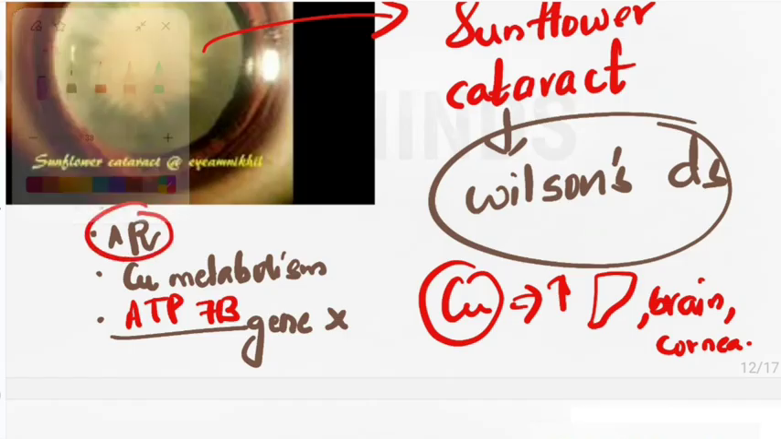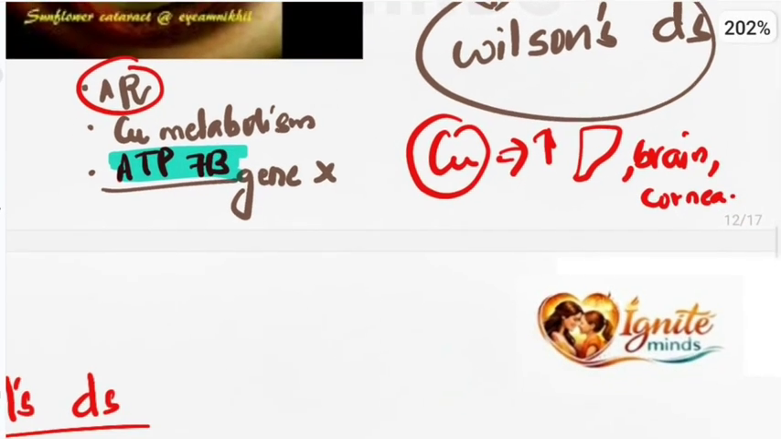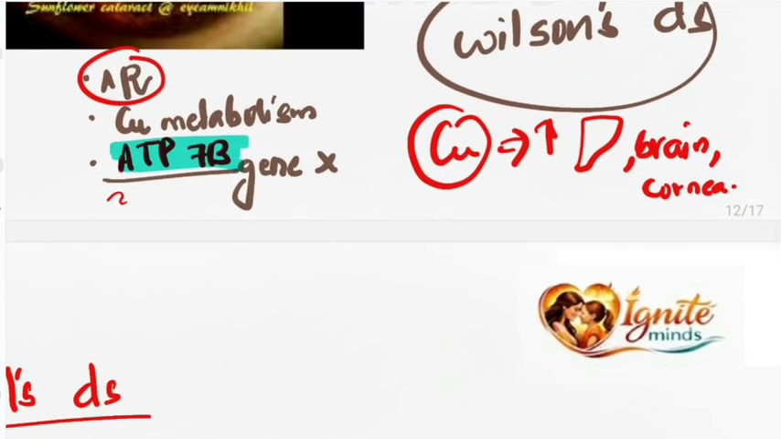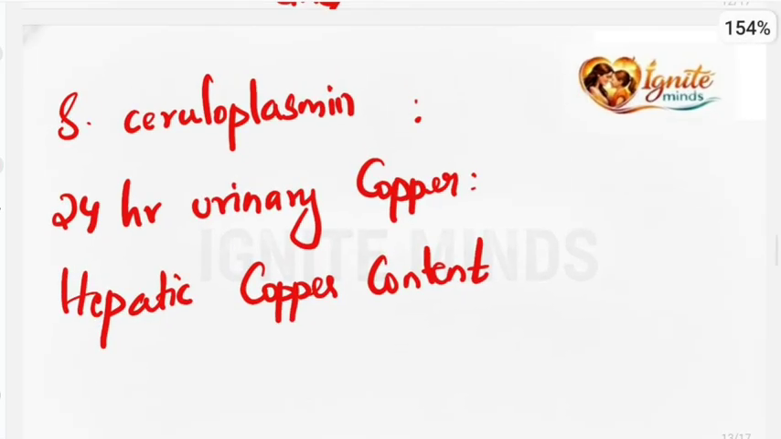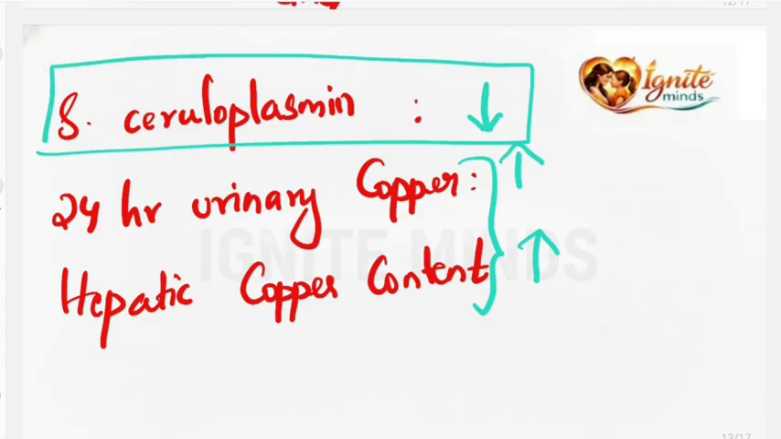Which gene is involved? The ATP7B gene. They have asked about the chromosome as well. So which chromosome is affected here? Chromosome 13, right? Now, in Wilson's disease, other questions they ask is what happens to the urinary copper content, I mean, the amount? What happens to the serum ceruloplasmin? Serum ceruloplasmin is going to be decreased. The 24-hour urinary copper is going to be increased. Hepatic copper content is going to be increased. So remember this, they have asked before. Serum ceruloplasmin in Wilson's disease is going to be decreased.